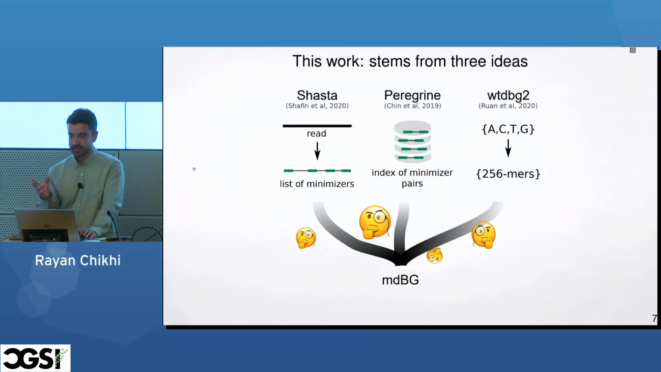So, okay, what I also talk about in conferences sometimes is this slide. It explains how we came up with the idea. Essentially, there are 3 different methods before us, Shasta, Peregrine, and WTDBG2, that each had some parts of that idea. In Shasta, they had the idea of transforming reads into lists of minimizers, but they didn't consider k-mers. In Peregrine, they had the idea of indexing pairs of minimizers, but they didn't do the de Bruijn graphs. And in WTDBG2, they did the de Bruijn graphs. They did a change of alphabet, but they didn't consider minimizers. So if you know these 3 works, and if you think hard for a long time, you can come up with mDBG.